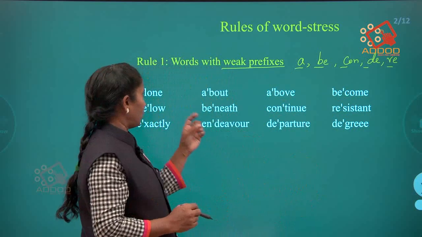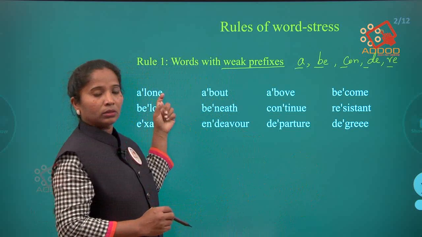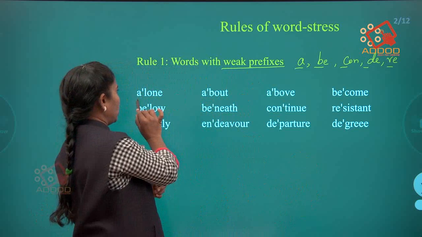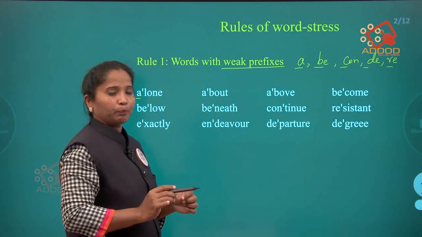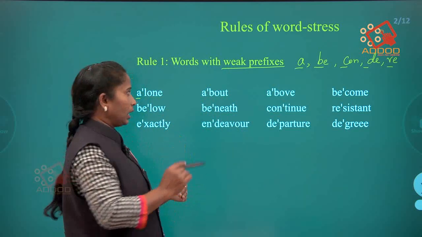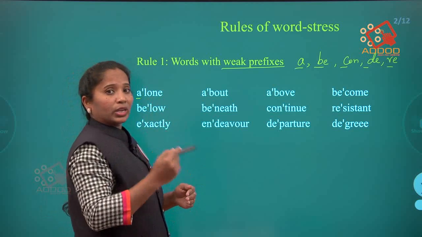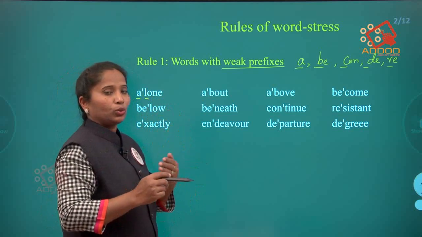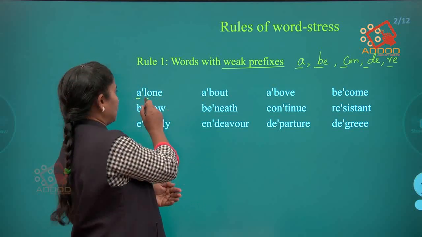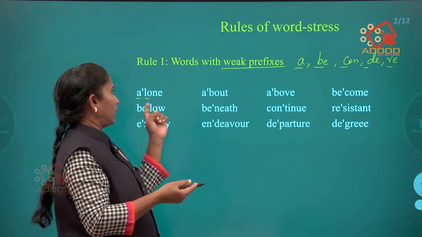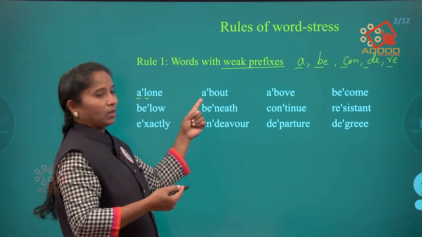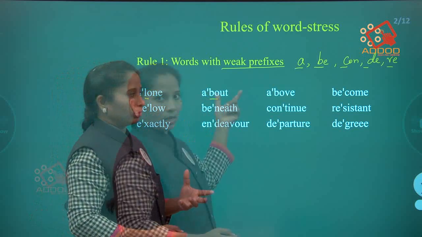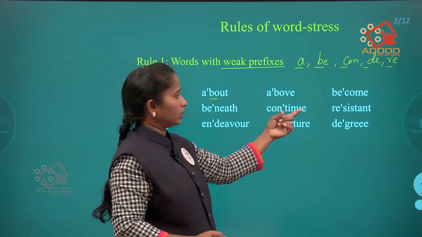So for example, what are the words? You have alone, alone. So A is a weak prefix, so you're not supposed to use stress on that. So you have to pronounce it normally. And where is the stress? On the second syllable. So you have to stress, use force on that syllable and pronounce it, okay? It is alone, above, okay? The stress is on B, above, about, above.